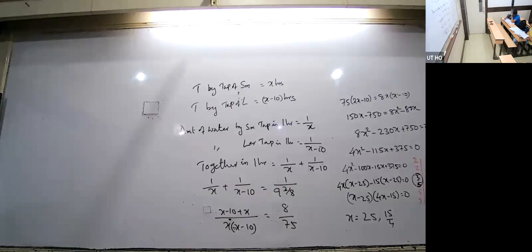Right, when x is equal to 15 by 4, x minus 10 is negative. What is it telling? Very good. So when x is equal to 15 by 4, x minus 10 is negative. Therefore, the small pipe takes 25 hours and the large pipe takes 15 hours. Is that clear? Yes, sir. Okay.